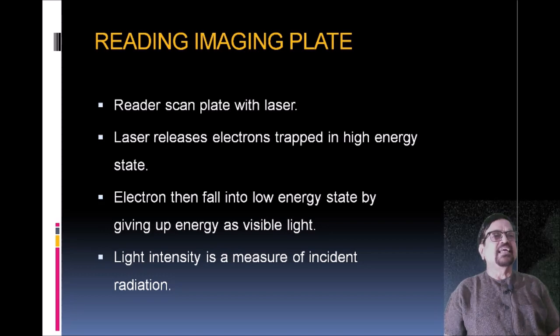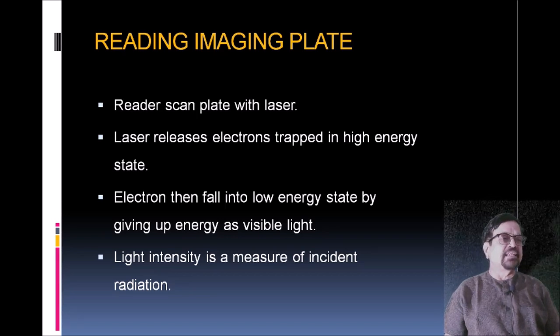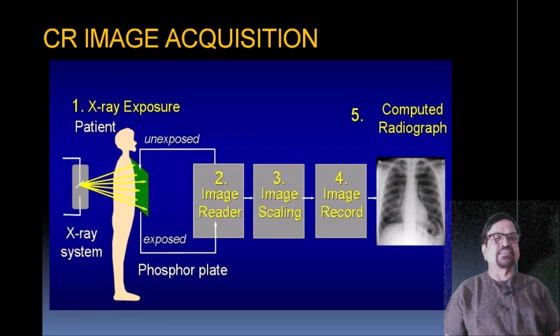Now how is the reading of the imaging plate done? The reader scans the plate with the laser. Then the laser releases electrons trapped in a higher energy state. This is the same as what we have seen. Now we are revising it again so that it will be permanently remembered. The electrons then fall into a low energy state by giving up energy as visible light, and the light intensity is measured in proportion to incident radiation. That is what we have just discussed, and again it is emphasized.